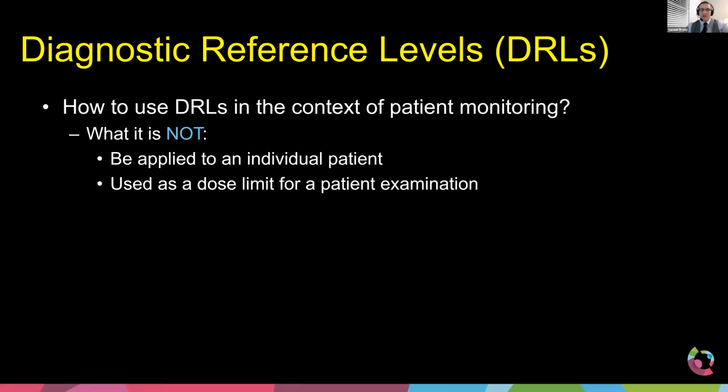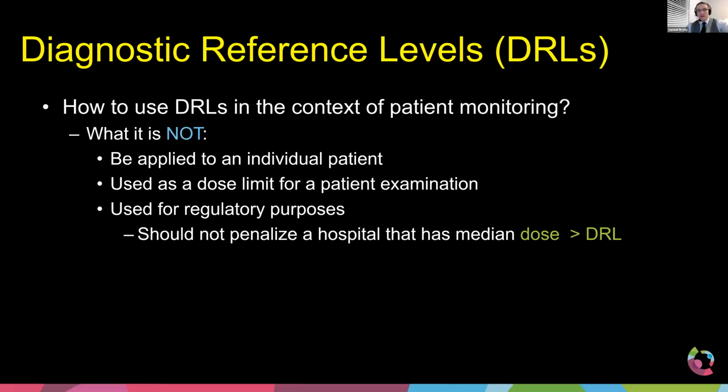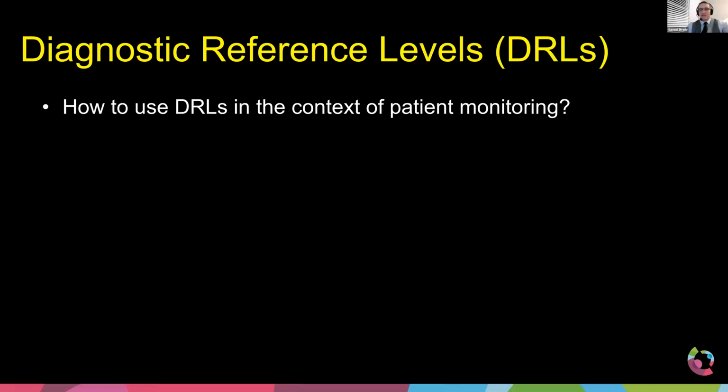They're not to be used as a limit for the amount of radiation we use to acquire patient examinations. So what I'm saying is you don't get the DRL and say no one can ever go beyond that. That is not actually what a DRL means or is to be used for. It's not to be used for regulatory purposes where the government comes in and says nothing over this level. And it should not be used to penalize a hospital. So if a radiation dose is above the DRL, there may be a reason for that. But it should never be punitive, where if a hospital is imaging over that value, some kind of penalty is applied.